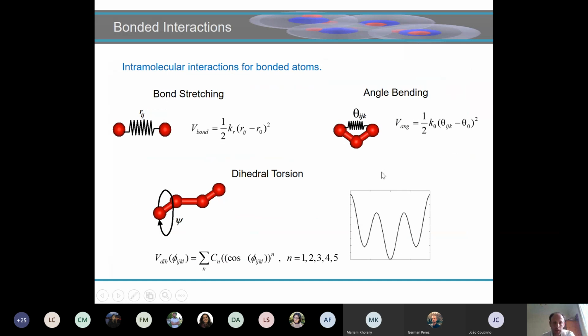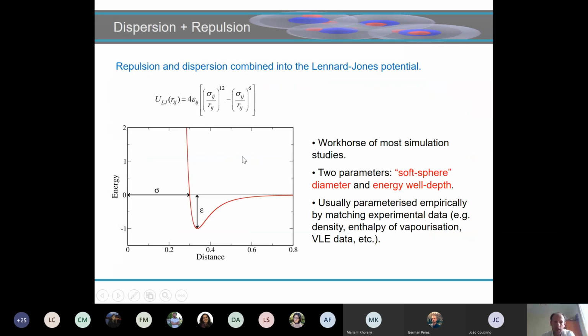So I'll skip this slide about the bonds bending and rotation, etc., because it's not relevant. This is the typical potential model used to describe repulsion and dispersion. Okay, so they're combined together normally into this Lennard-Jones potential. Some of you may have heard about this. So this first term to the power 12 is the repulsion, which is positive, and then an attractive tail with exponent -6. And this is the form of the Lennard-Jones potential.